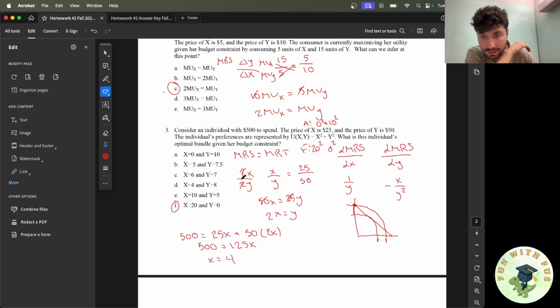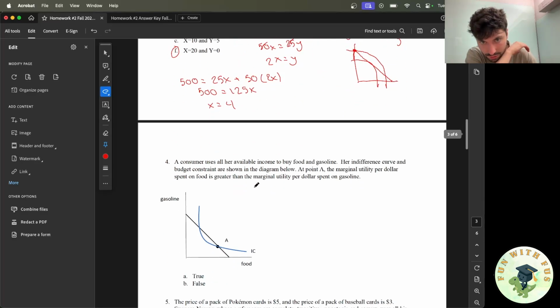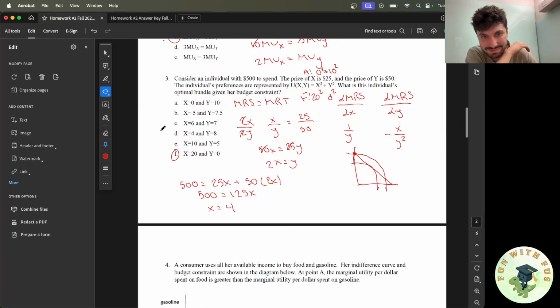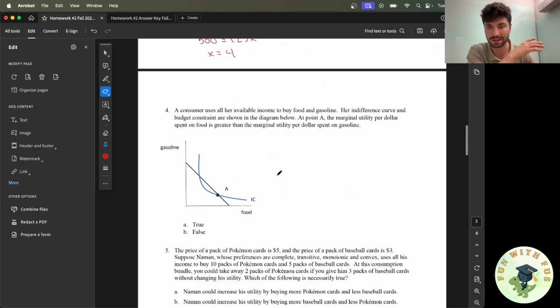But that's definitely probably one of the trickiest ones on the homework and is meant to try to get you to pick that D answer. And that's messed up. I don't know who made that problem, but they're tricky.